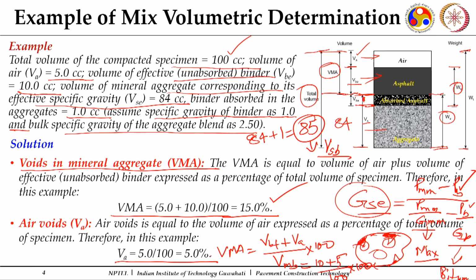What is the air void content? Air void content is the volume of air divided by the total volume of the specimen. So, it is 5%. This is how we got air void content as GMM minus GMB upon GMM into 100. I am just trying to explain what it means.